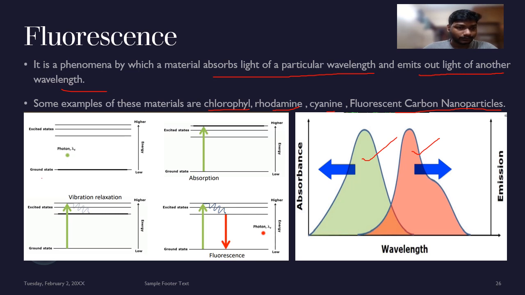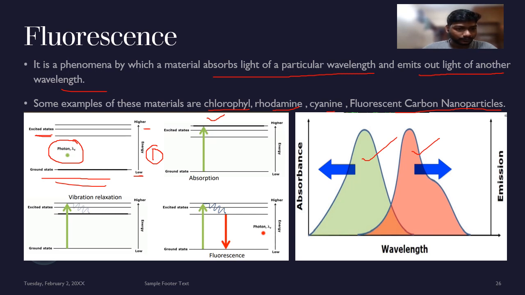So this is the ground state and this is the excited state, and as you know, there is low energy in the ground state and higher energy in the excited state. An incident photon having energy lambda is incident on this fluorescent object which has this band gap, and absorption takes place. So absorption takes place from the ground state to the higher excited state. This is step one, the absorption.